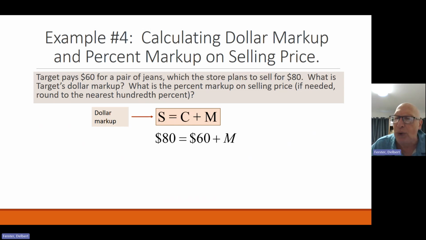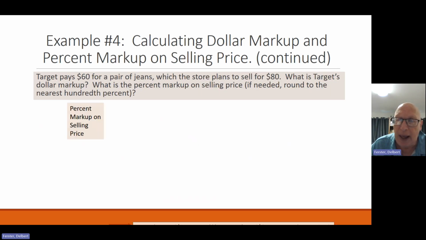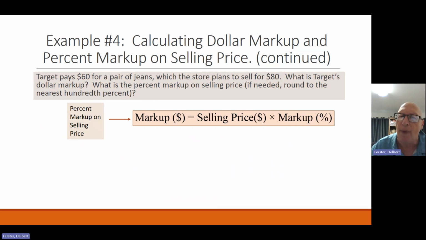And again, I'm not sure you needed the formula. I think pretty intuitively there, you and I could have figured out that it's a $20 markup on that pair of jeans. If you are now calculating the markup percentage, all right, it's important to realize that that formula we saw before kind of gets modified now.